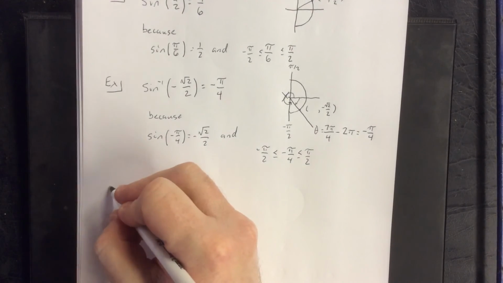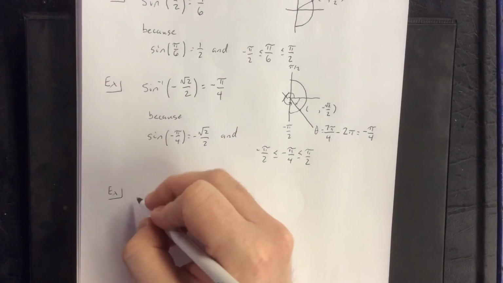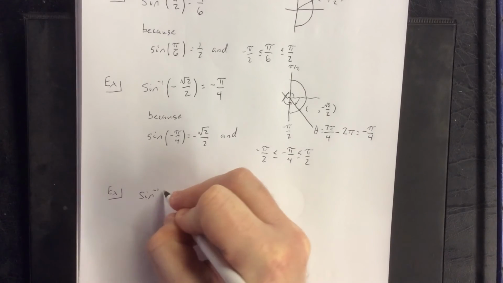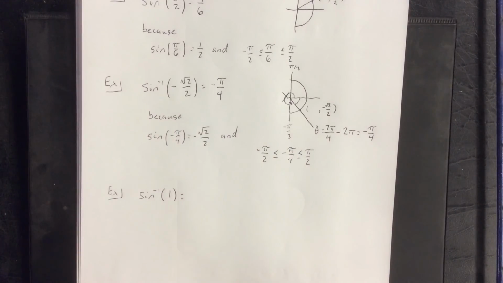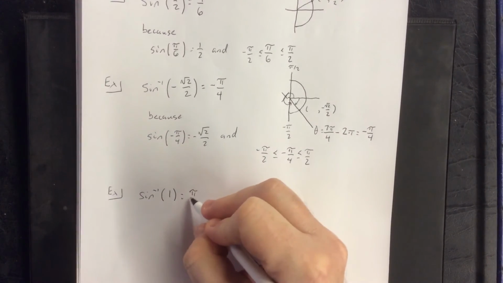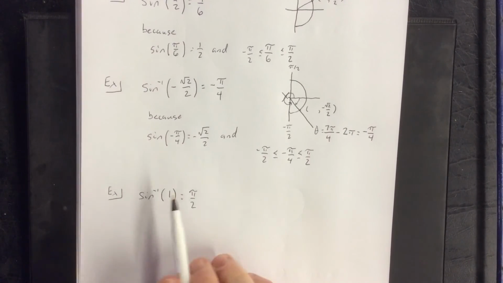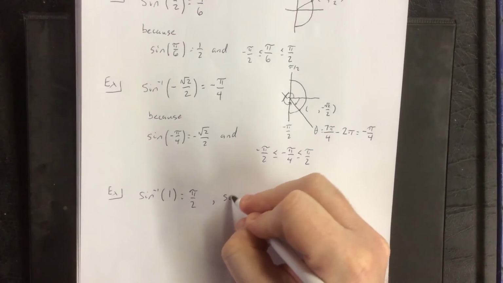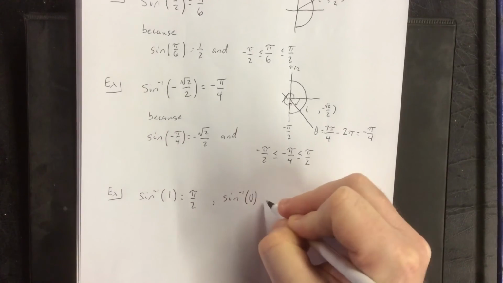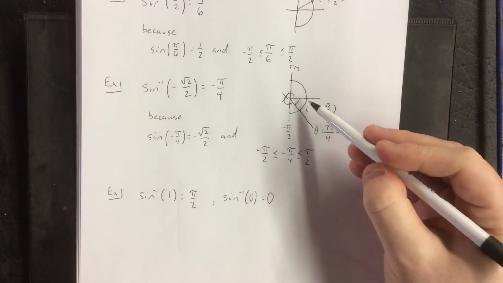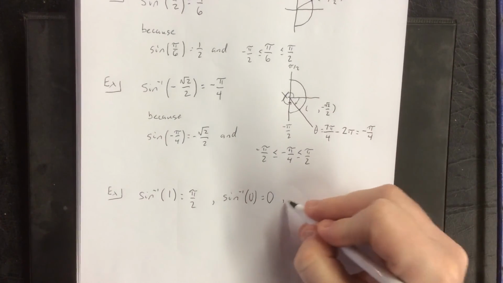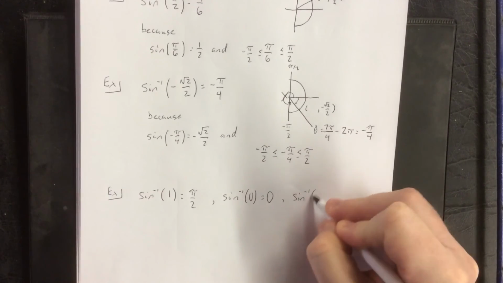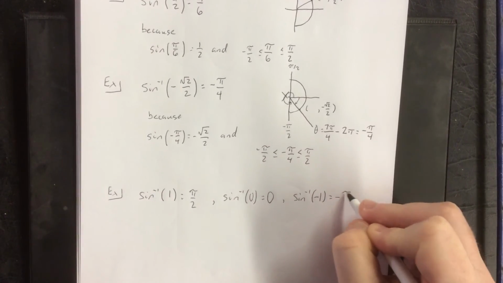Some other common ones that you'll see from time to time, if I were looking for the arc sine of 1, I would be talking about pi over 2, because the sine of pi over 2 is equal to 1. The arc sine of 0 is equal to 0 due to the fact that the sine of 0 is equal to 0. And the arc sine of negative 1 is going to be negative pi over 2.